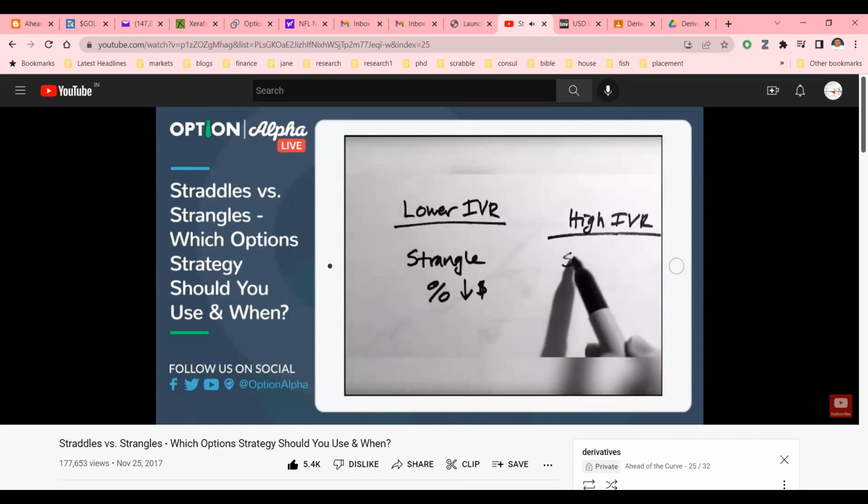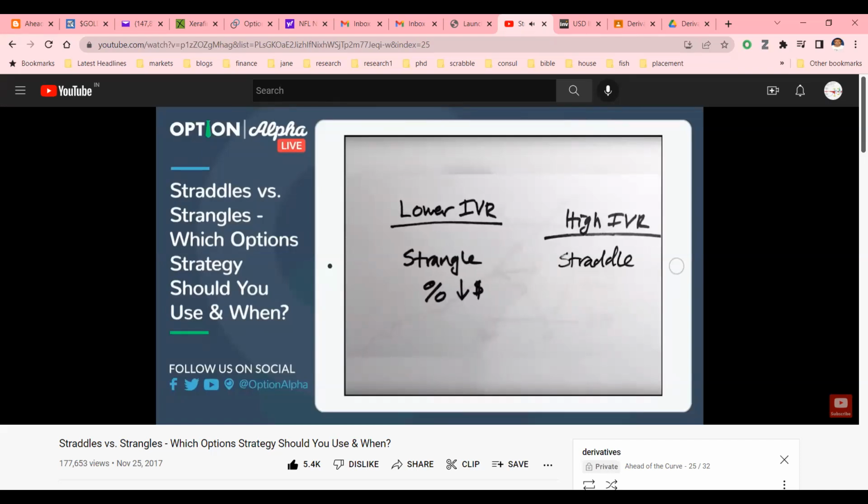then what you want to do is go ahead and choose the straddle. So you want to go a little bit more aggressive with your trading strategy so that if the market does see that quick drop in implied volatility, then your potential premium is going to realize itself much quicker.